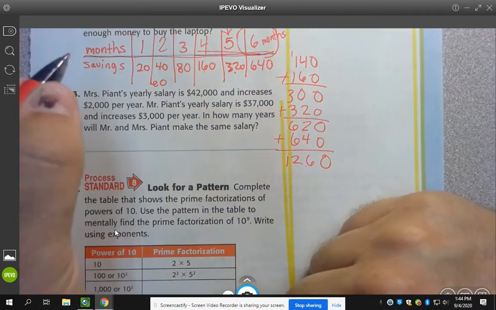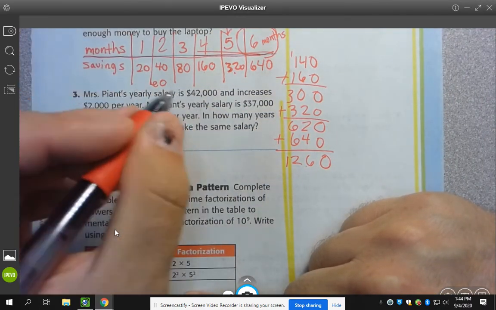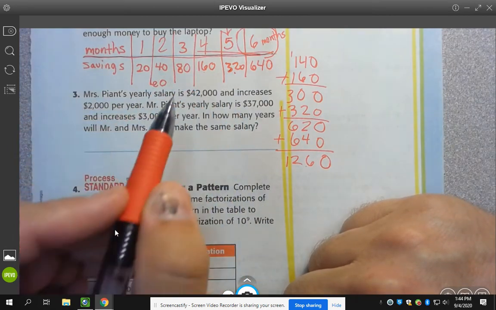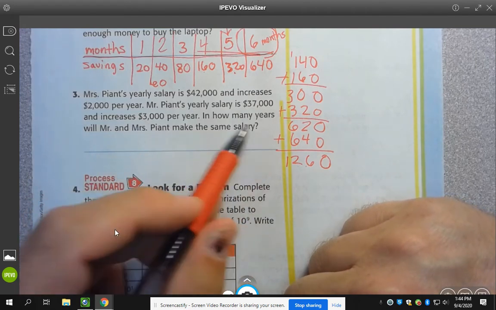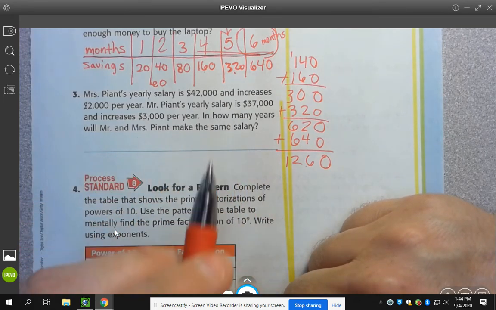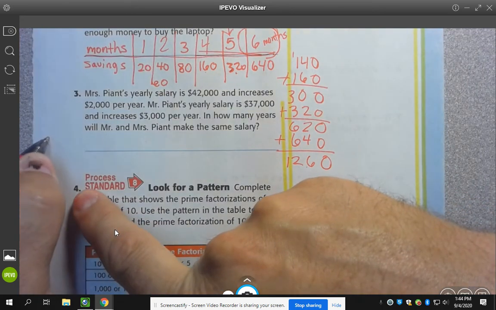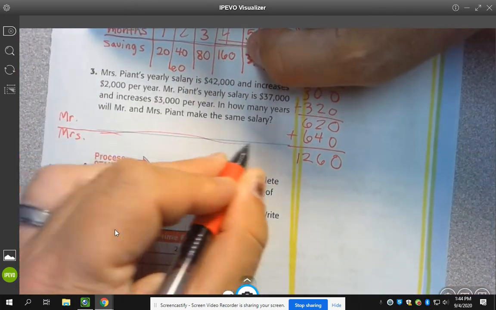All right, so anyway, she makes $42,000 and increases $2,000 a year. Mr. Peance's yearly salary is $37,000. That's probably a kick in the teeth. He makes less than her. $37,000 increases $3,000 per year. And how many years will they make the same? Ooh, this one's a tough one. So let's go ahead and do Mr. and Mrs. We're going to make a chart. Mr. and Mrs.